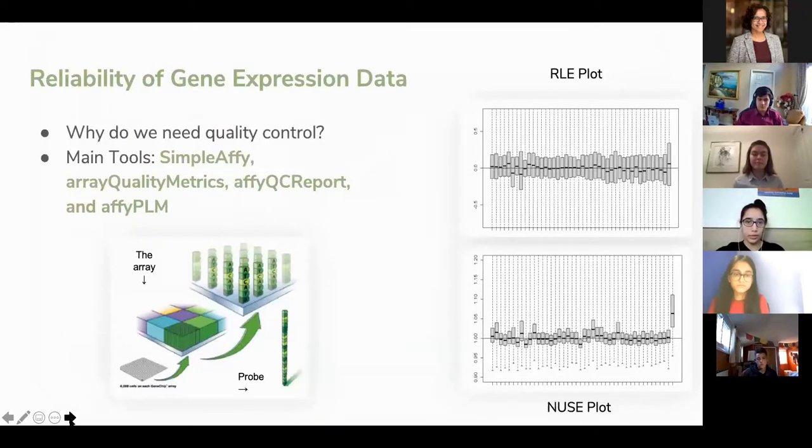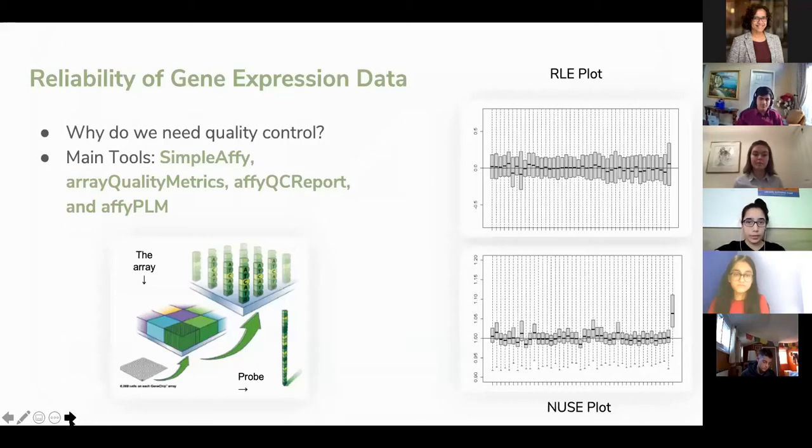Now, in quality control, we have two main goals. One is to check the reliability of the microarray sequencing, and two is to identify and remove outlier samples, which may be caused by biases in the experiment. The RLE and NUSE plots, which are shown on the right, are from the affyPLM package for normalization. Let's focus on the RLE plot for right now.